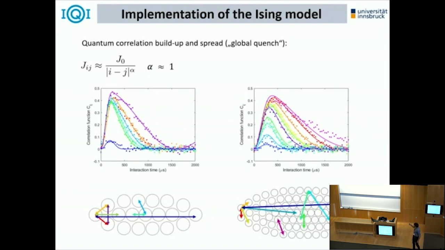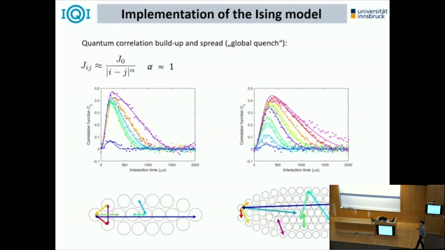If we take our motional modes, if we take our laser parameters, and we calculate the J_ij matrix, so our interaction matrix, then we can very well calculate this. And as you see here, for some selected pairs of ions, you see these correlations over the interaction time, and this, let's say, agrees really well with the theory. So I believe we have some good understanding of what's going on here. And this is now for a very long range case, where alpha is about 1.